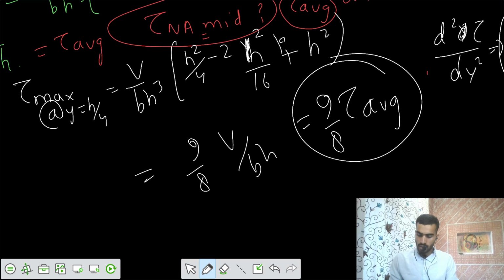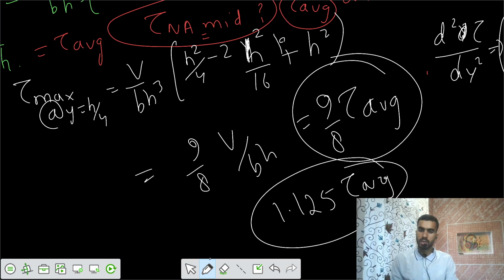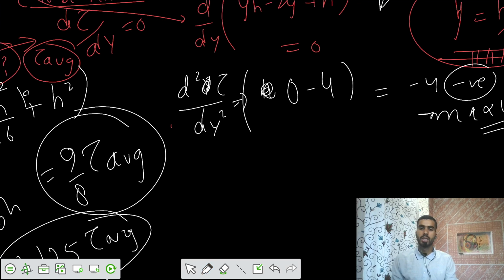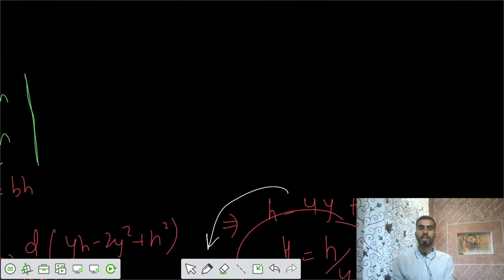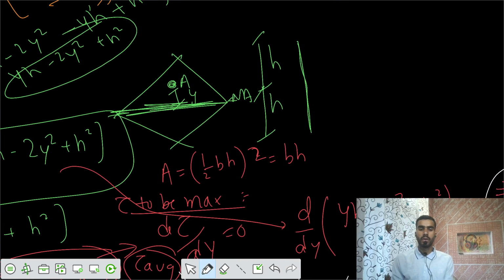That's 1.125 tau average. So if you have the section, you know that shear stress equals tau average at the midspan.